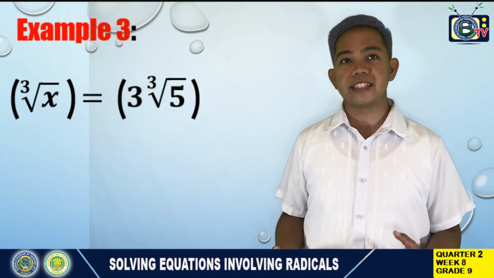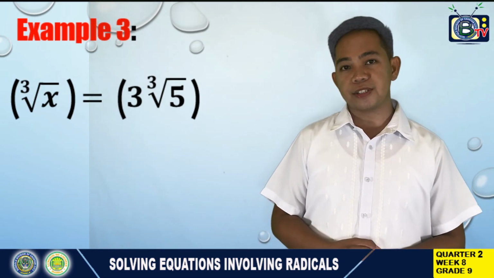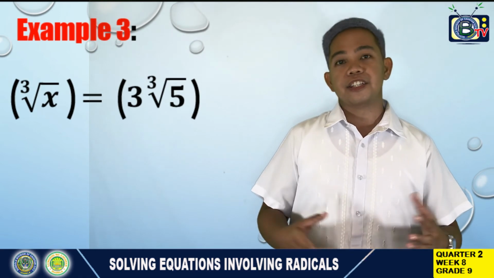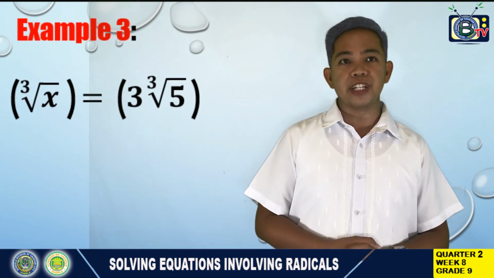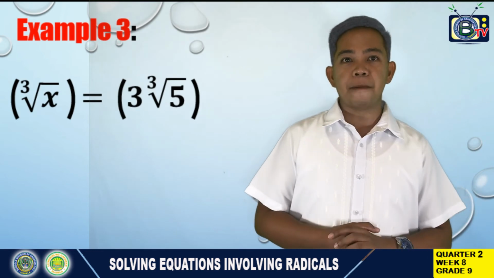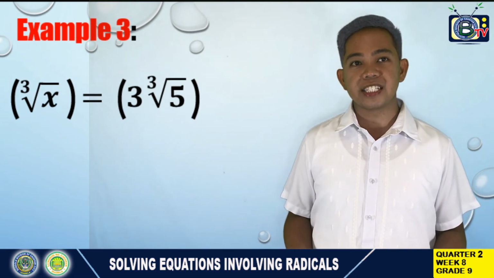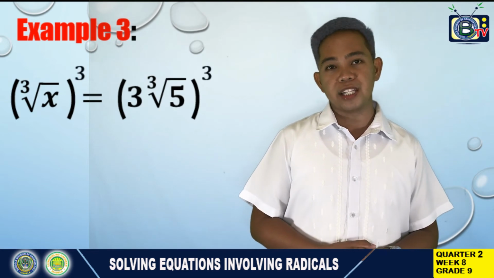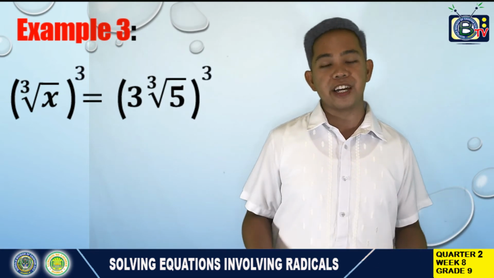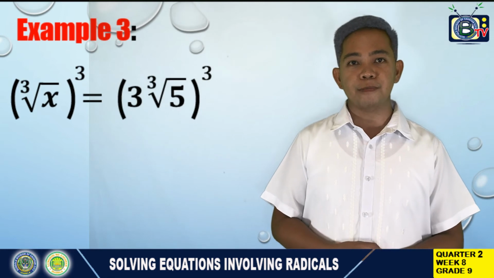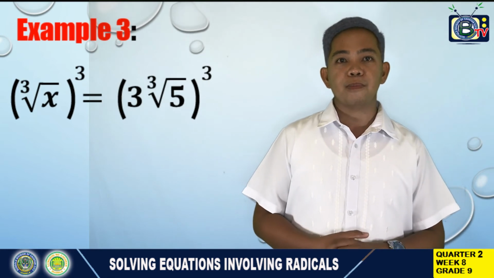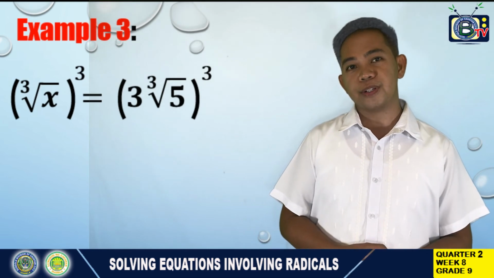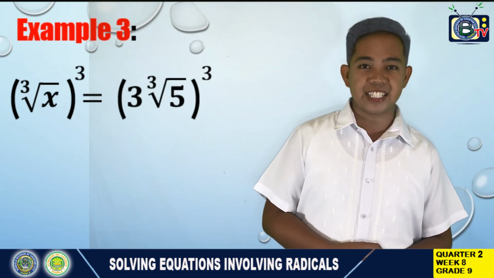In this case, both sides of the equation have their own radical and index. Therefore, take each side of the equation to the power of the index. So the equation becomes the cube of the quantity of cube root of x is equal to the cube of the quantity of 3 multiplied by the cube root of 5. There you go! Let's do the third step.